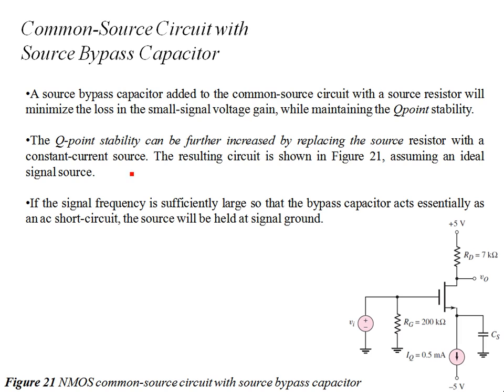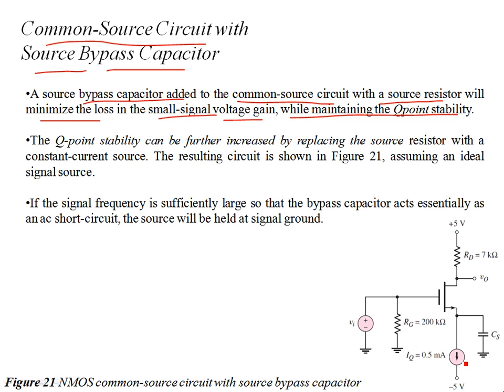We're going to talk about it in a while. So the solution is to have a common source circuit with a source resistor for stabilizing the Q point, but with this in parallel with a bypass capacitor. A source bypass capacitor is added to the common source circuit with a source resistor. The source resistor will minimize the loss in the small signal voltage gain while maintaining the Q point stability.